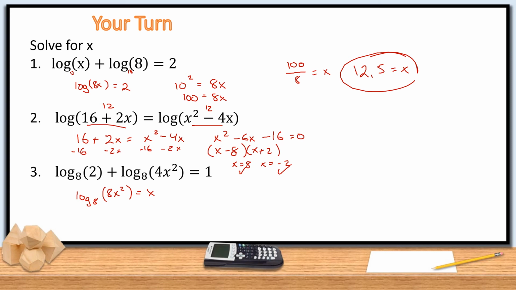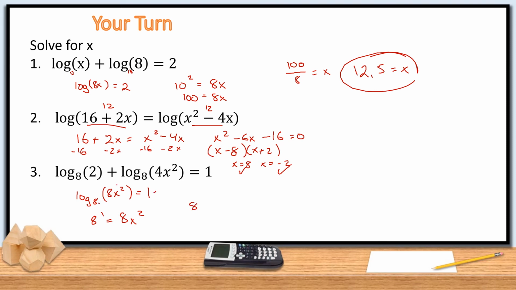Now this might be a scenario where it makes sense to actually separate them again, because log base 8 of 8x squared equals 1. Actually, there's no need to, because think of it this way. 8 to the power of 1 is equal to 8x squared. So putting it into exponential format, 8 to the power of 1 equals 8x squared.